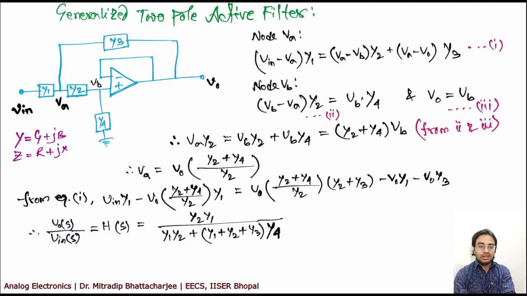Now let us see a generalized filter. When I say a generalized filter, I mean that you have a certain arrangement wherein you can place or change certain parameters, and this may give you a high pass, low pass, whatever you want. Okay, so this is a generalized two-pole active filter. When I say two-pole, that means you can expect an S square term in the denominator of the transfer function.